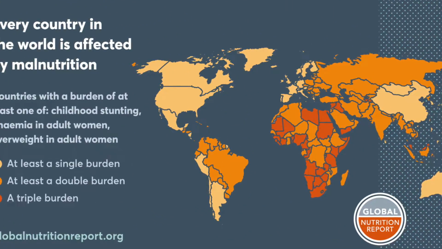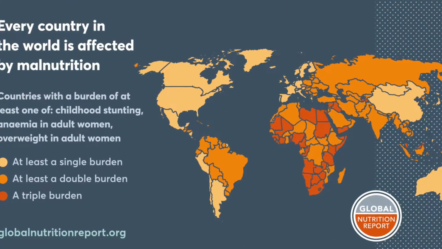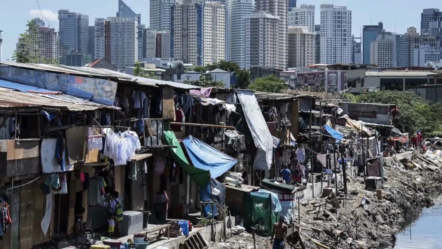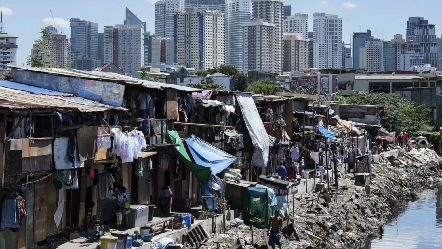The highest numbers of malnutrition are seen in underdeveloped regions. Poverty is the leading cause of malnutrition. Those who are living in impoverished areas have less access to adequate nutrition.